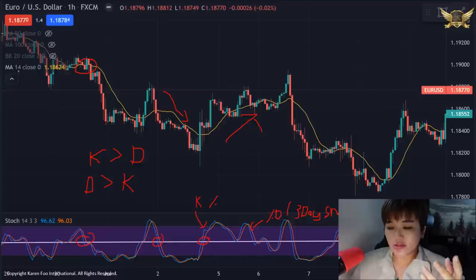Price crosses over here, and price crosses over here, and price crosses over here. It crossed over here, and stochastics also crossed. Crossed over here, price crosses over here.